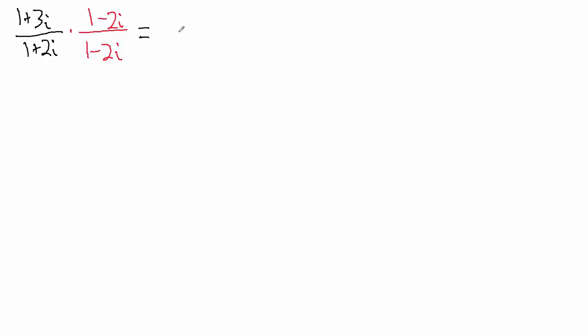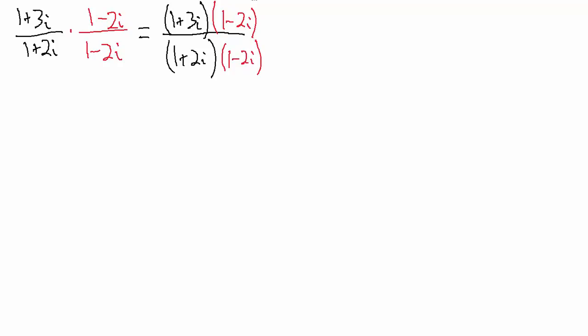So we multiply the top and the bottom by 1 minus 2i. And this is going to give us, on the top, the quantity 1 plus 3i times the quantity 1 minus 2i. And on the bottom, we're going to have 1 plus 2i times the quantity 1 minus 2i. Okay, now let's go ahead and simplify this. So what happens on the bottom? Let's look at that first because it's going to be a little quicker.